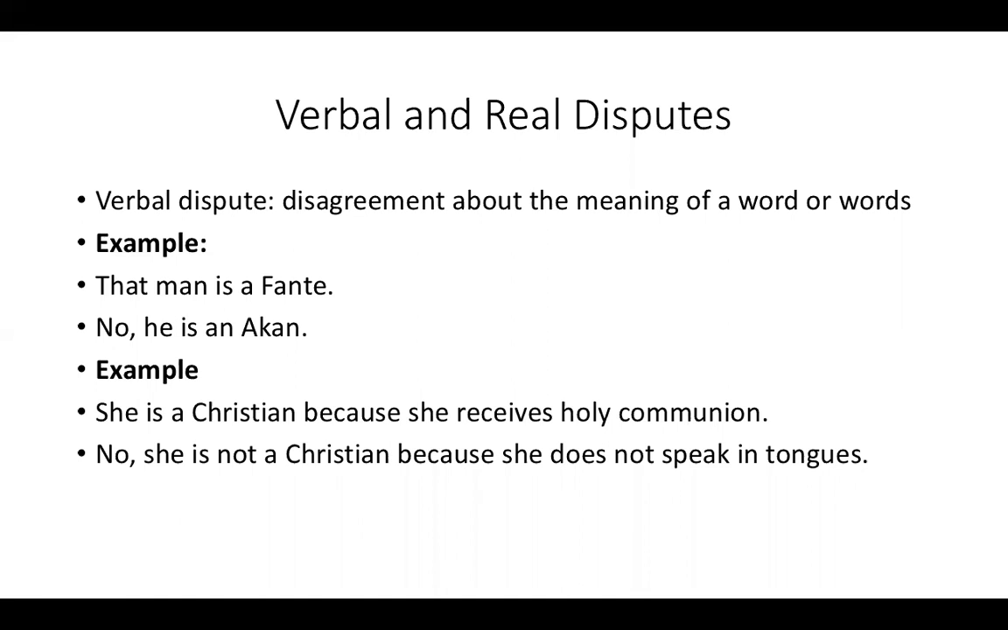So when a disagreement arises because of inadequate information about the meaning of a concept, then you say it is a verbal disagreement. The second example: she's a Christian because she receives Holy Communion. And then, no, she's not a Christian because she does not speak in tongues.